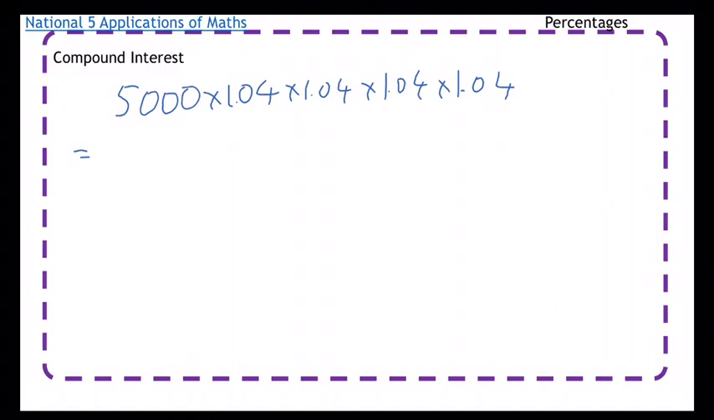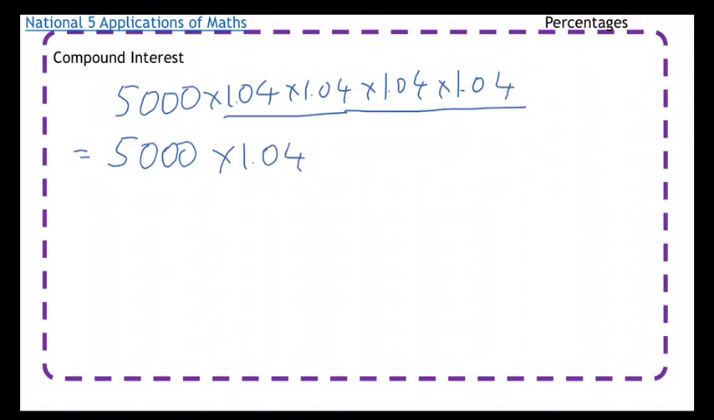If I want to shorten this down, I've got 1.04 times 1.04, so that's just 1.04 squared. Then there's cubed, and then there's the power of 4. So an even shorter version would be £5,000 times 1.04, and then just the power of how many times you're doing it. It could be years, days, hours or minutes or anything, but it's how many times it's happening, and it's happening 4 times.